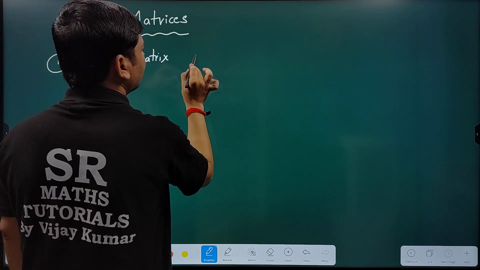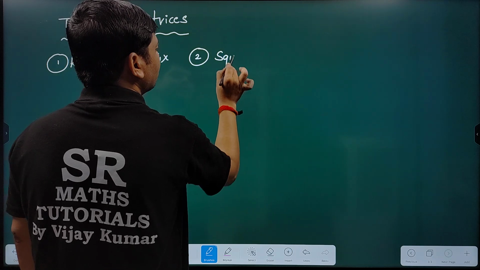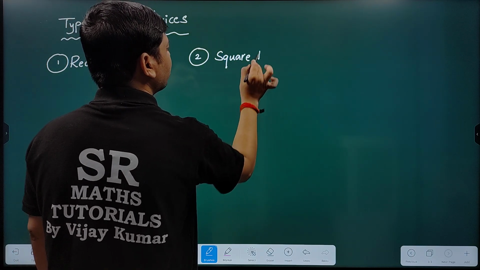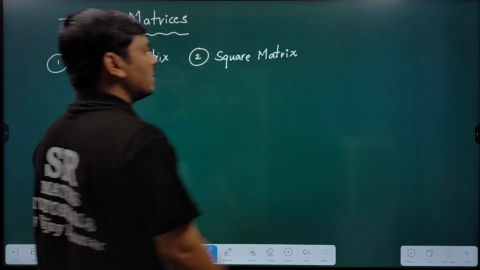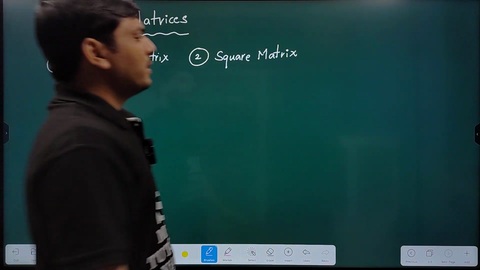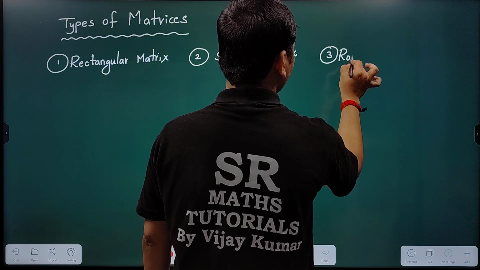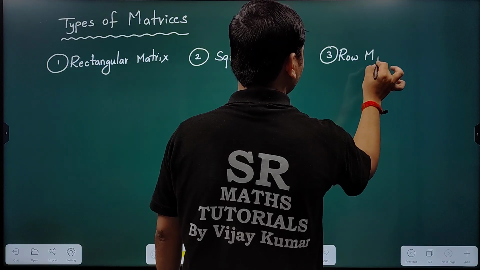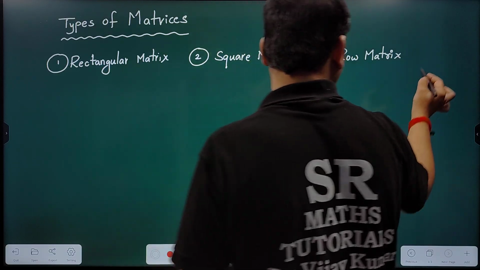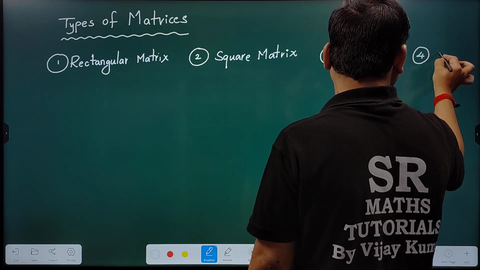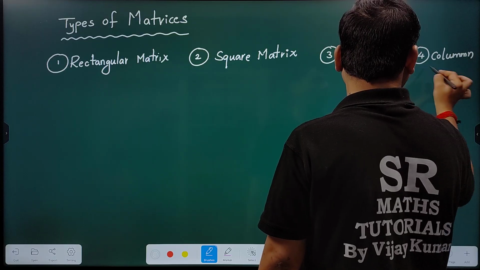The second one, square matrix. Next, the third one, row matrix. The fourth concept, column matrix.